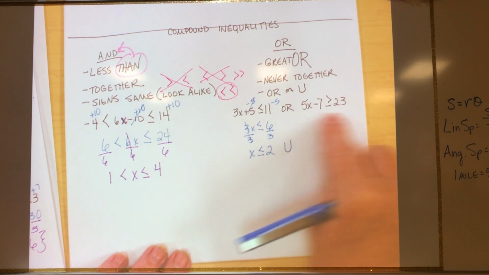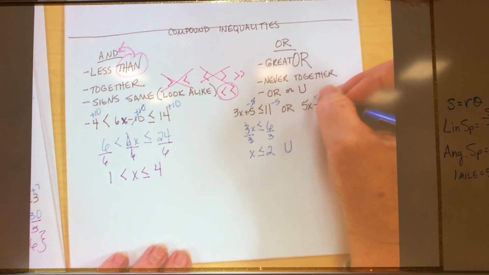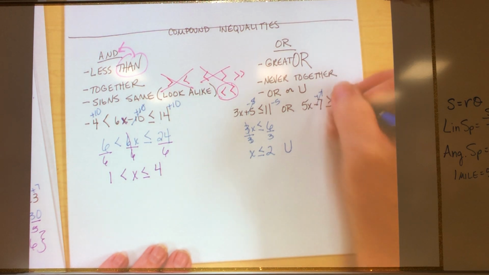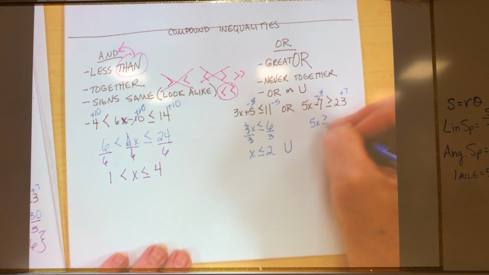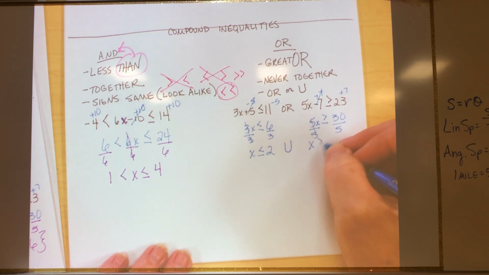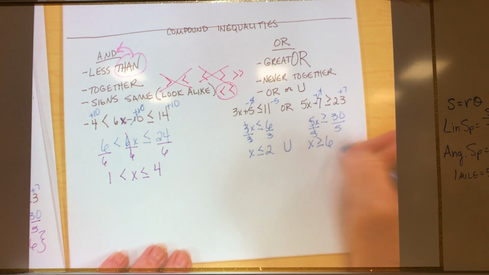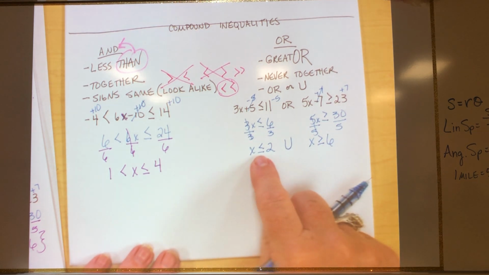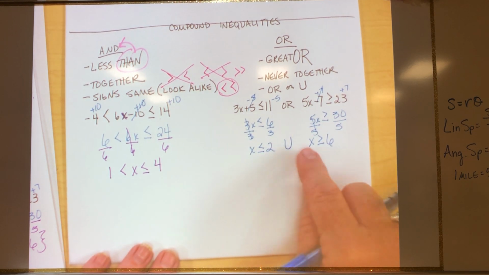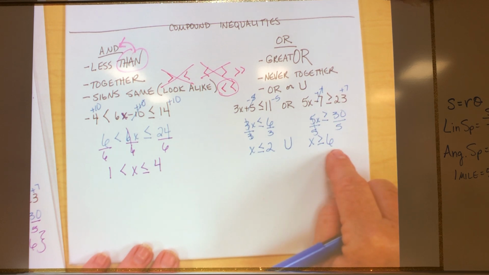What am I going to do first up here? Add 7. So 5x is greater than or equal to 23 and 7 make 30. Divide by 5. And x must be greater than or equal to 6. So x is less than or equal to 2, or x is greater than or equal to 6.